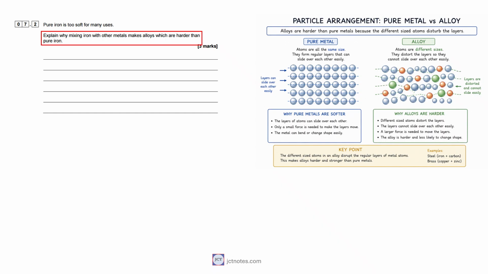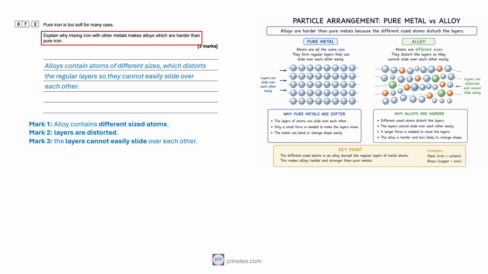To get all 3 marks on your paper, your explanation must follow this exact 3-step logical chain. Mark 1. State that the alloy contains different sized atoms. Mark 2. Explain that this means the layers are distorted. Mark 3. Conclude that because of this distortion, the layers cannot easily slide over each other. If you write, alloys contain atoms of different sizes, which distorts the regular layers so they cannot easily slide over each other, you have just bagged yourself a perfect 3 out of 3.